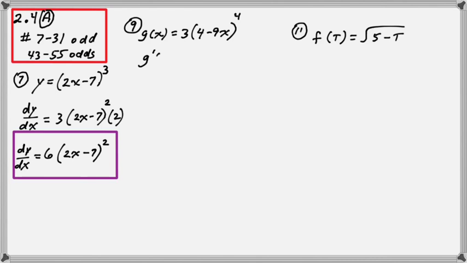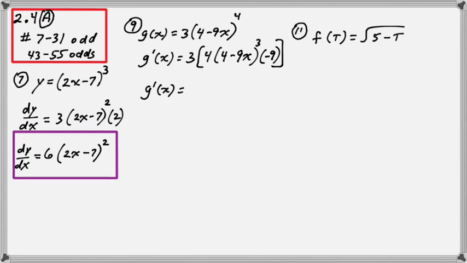How about here, g prime of x? Keep your 3 out front as a constant factor. Power is 4. The base is 4 minus 9x. To the 1 less power would be 3 times the derivative of this base, which is negative 9. So 3 times 4 is 12, times 9 is 108, but I believe there's a negative. So it might be negative 108 times (4 minus 9x) to the third.